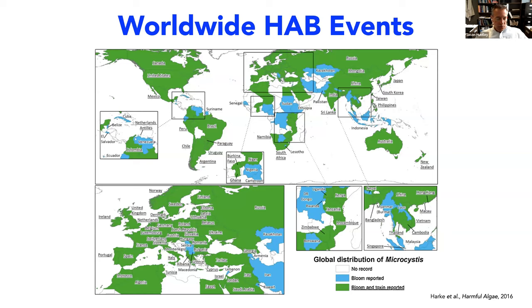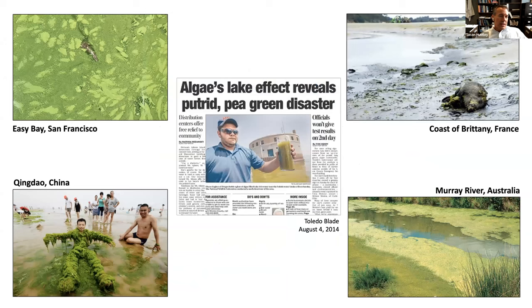And this is, again, one reason why my lab is studying this, to help protect human health worldwide. And this just highlights again, closer, not Toledo, but here's San Francisco. They have major harmful algal blooms in East Bay. We see kills of animals, including livestock such as pigs and cattle in France. They have harmful algal blooms in Lake Taihu near Qingdao, China, even in Australia, right? This is not just the Toledo problem.